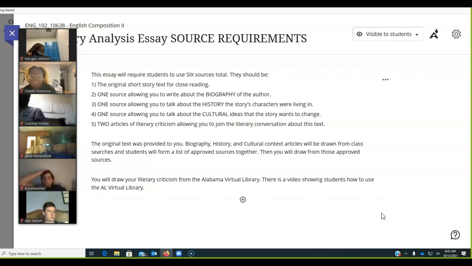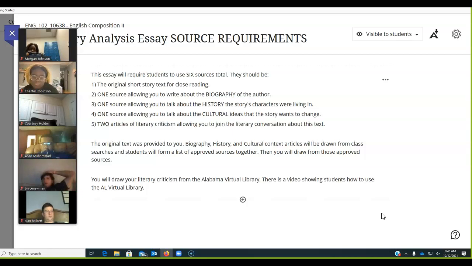Does that make sense? Okay, so we're going to be trying to find them and hoping that we do a good job and hoping yours makes the list so that you can use it. But I am not going to let someone use a substandard source. Yes? So if you struggled with your Google search, you'll have some backup and you'll get to draw from the sources that are approved. All right. You will draw your literary criticism from the Alabama Virtual Library.